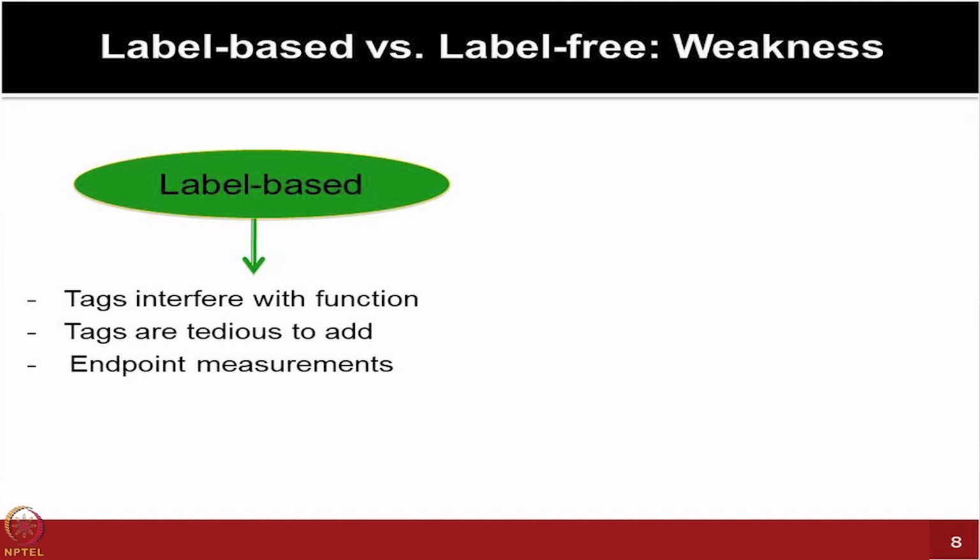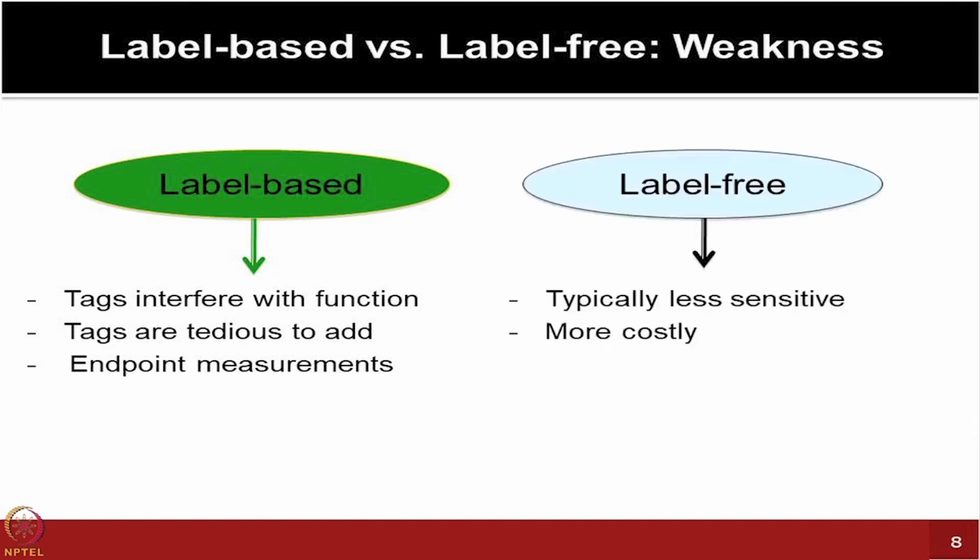So label based, because of the tags, they might interfere with the function. You may have certain kinds of issues which can give you artifacts, and this is an endpoint measurement because you are not having control on how the assay progresses. Label free technology has a lot of advantages, but they are still very specialized. Many of them are not available in many labs. You will not find those biosensors available everywhere.